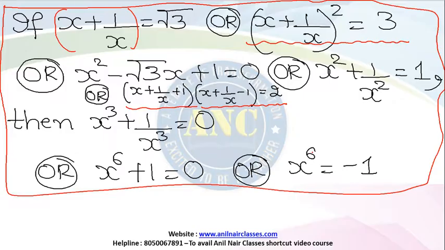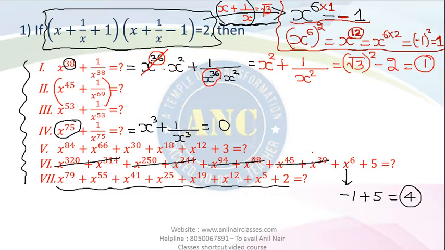If any of these conditions are given, then you can easily say that x cube plus 1 by x cube value equal to 0, or x power 6 plus 1 equal to 0, or x power 6 is equal to minus 1. It need not be a multiple of 6 for that matter. Whatever it is, x power something plus x power something else, the difference between the powers should be 6. If the difference between the powers is 6, then the value happens to be 0 once again. So these are all a few things that you need to remember to solve some good, excellent questions.